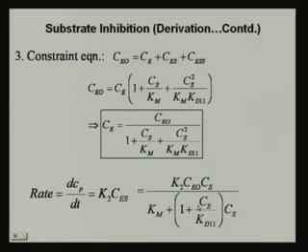Because mathematically what was happening before was that the numerator and denominator were both first order in CS, right? As a result, it cannot go to 0. At large values of CS, it will go to a saturation limit. Whereas here, the numerator is first order in CS, the denominator is second order in CS. So as CS goes to a large number, it goes to 1 over CS and therefore goes to 0. Fine. So this is about substrate inhibition.